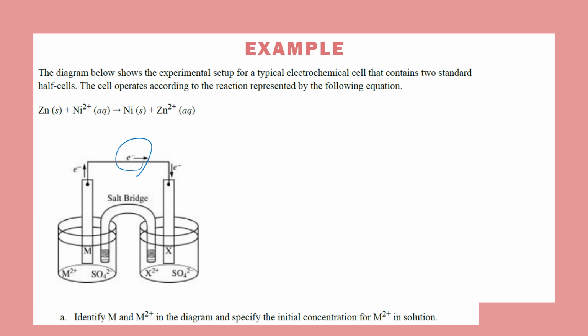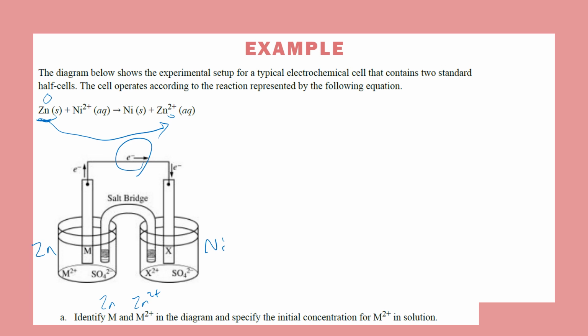So we know that the electrons are traveling from M to X. So in this case, the zinc is going from a 0 to a positive 2. So the zinc is losing its electrons. That means M must be zinc, and the X must be the nickel. So zinc and zinc 2+ ions. And specify the initial concentration for M2+ in the solution.